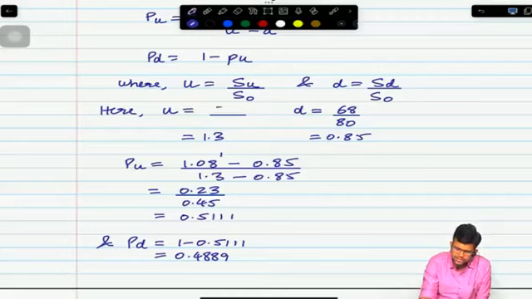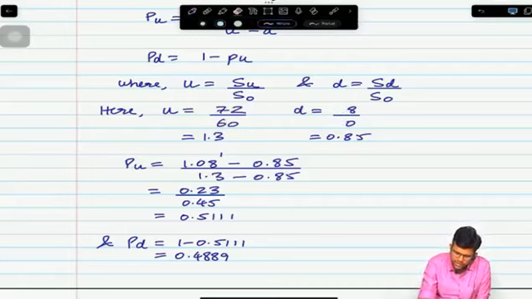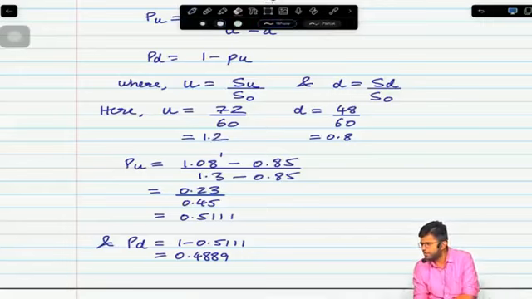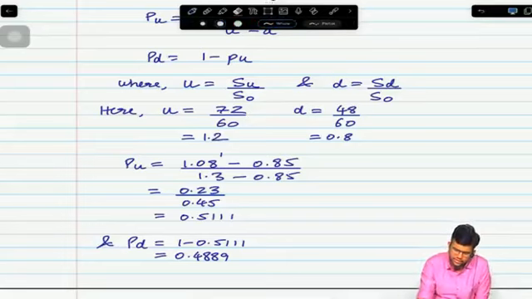Can I say it will be 72 divided by 60, and this will be 48 divided by 60. This will be 1.2, correct? And this will be 0.8. I knew about 1.2 and 0.8 because 20%. Now, everybody clear? And then we will get to the PU calculation.